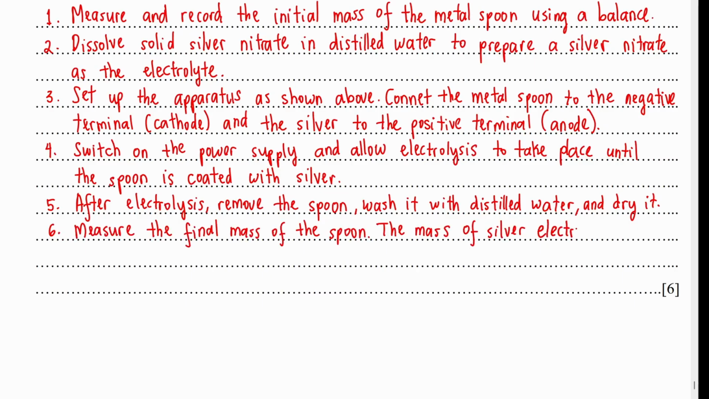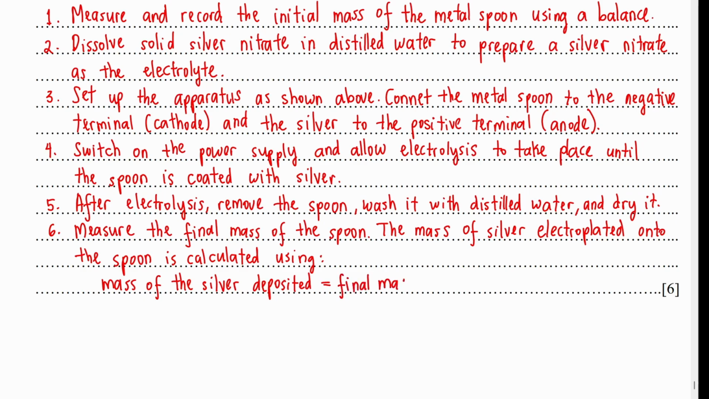The mass of silver electroplated onto the spoon is calculated by using the mass of the silver deposited equals the final mass of the spoon minus the initial mass of the spoon. Okay? That is how you get the full marks for this question.